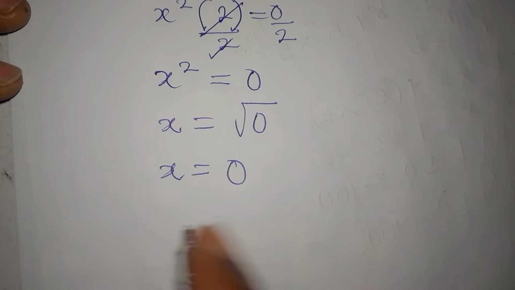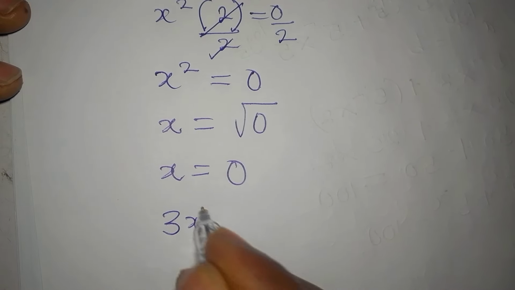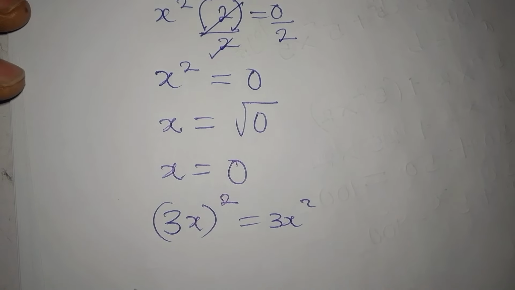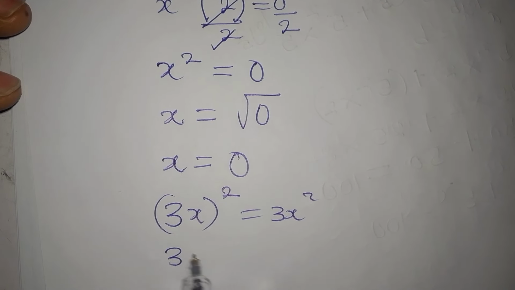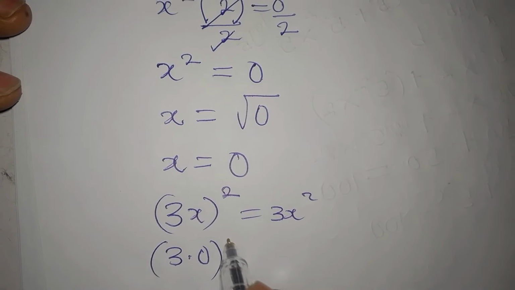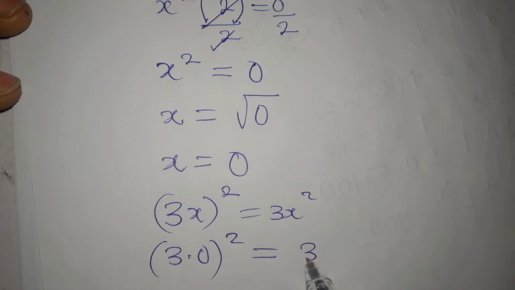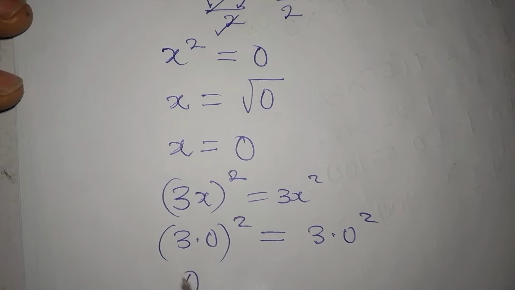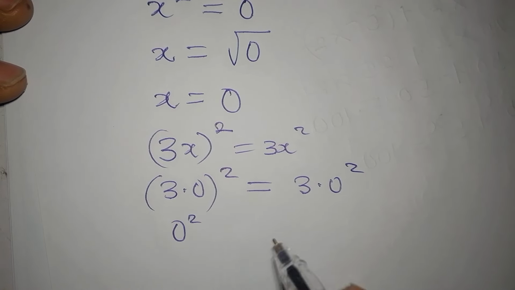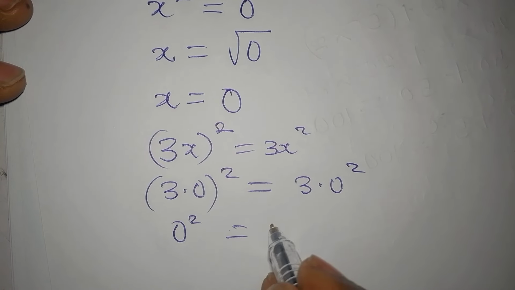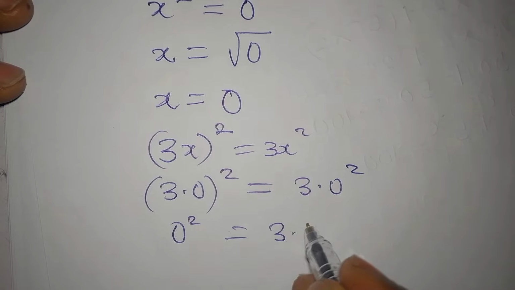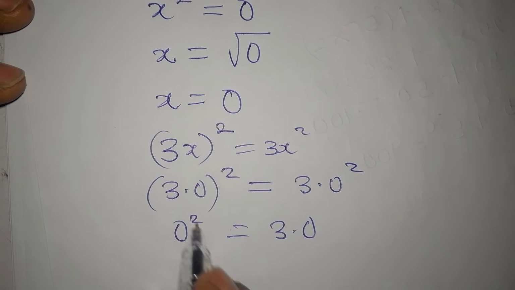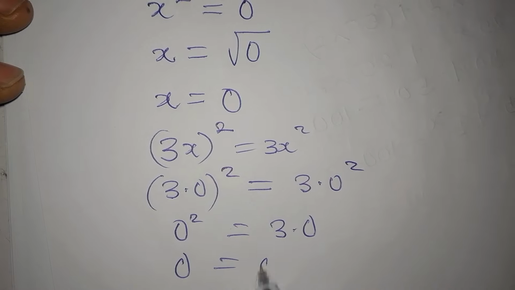0. So, the value of x in (3x)² equals 3x² is equal to 0, because (3 times 0) all squared will definitely be equal to 3 times 0 squared. 3 times 0 is 0, and 0 squared will still give us 0, then 3 times 0, then 0 squared here is 0, 3 times 0 is still 0.